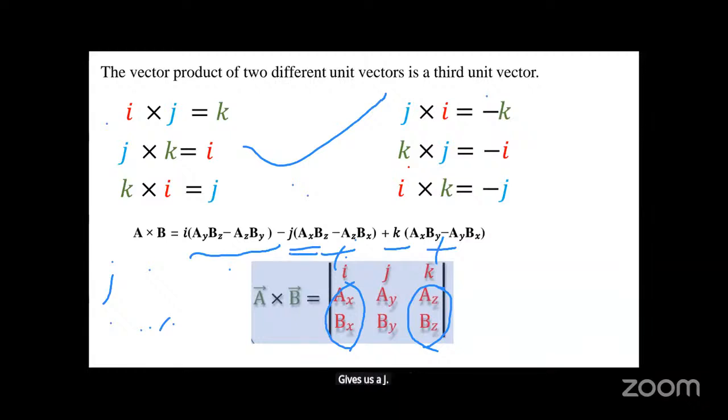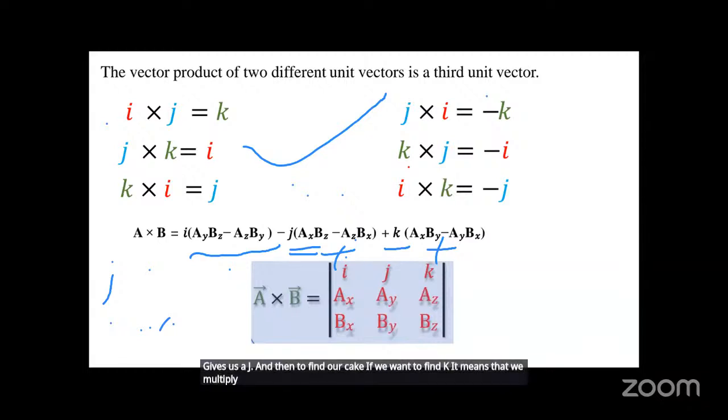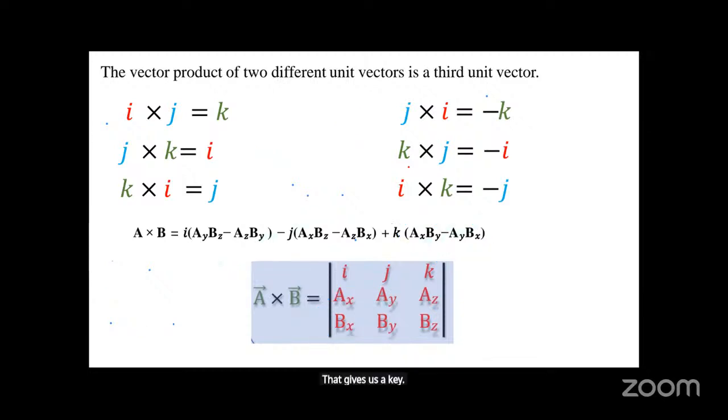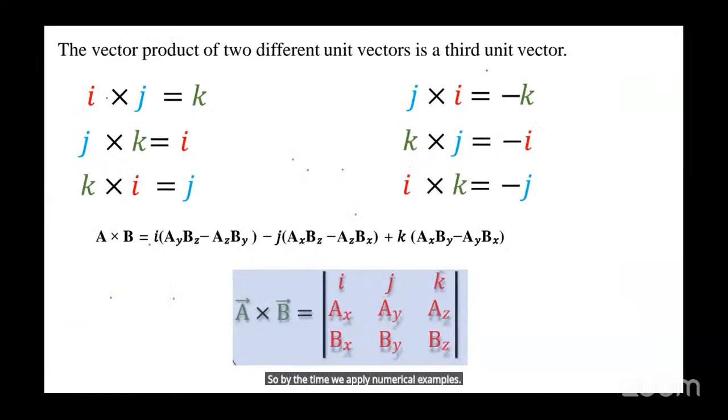And then to find our K, if we want to find K, it means that we multiply I and J. So we choose these two vectors. So if we multiply AX BY minus BX AY, that gives us a K. So by the time we apply numerical examples, you will understand better.